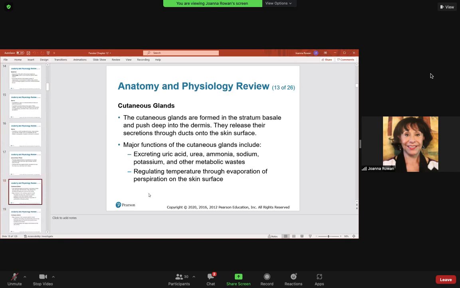Cutaneous glands. The cutaneous glands are formed in the stratum basale and push deep down into the dermis. They release secretions through ducts onto the skin surface. The major functions of the cutaneous glands include excreting uric acid, urea, ammonia, sodium, potassium, and other metabolic wastes, and regulating temperature through evaporation of perspiration on the skin surface.